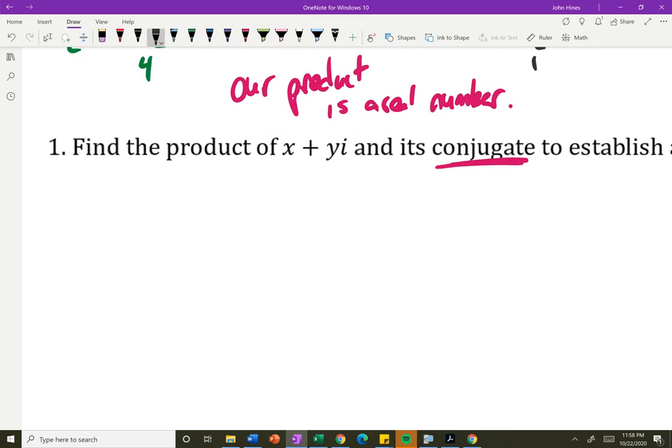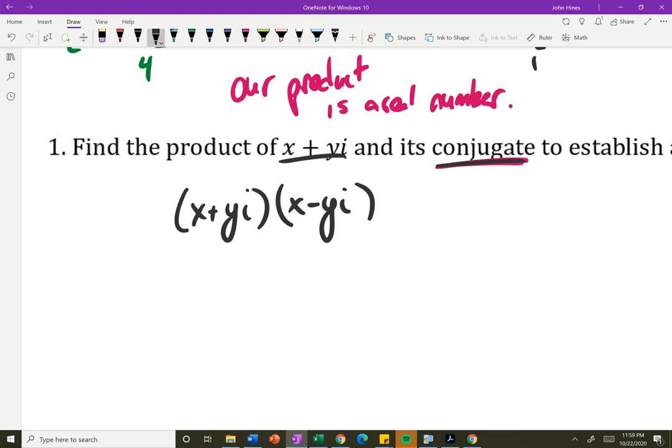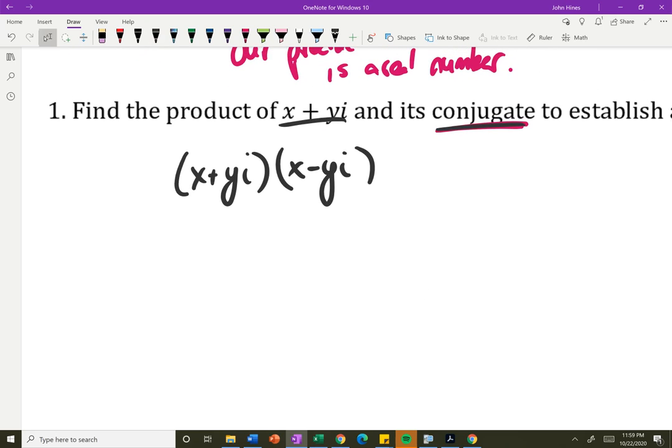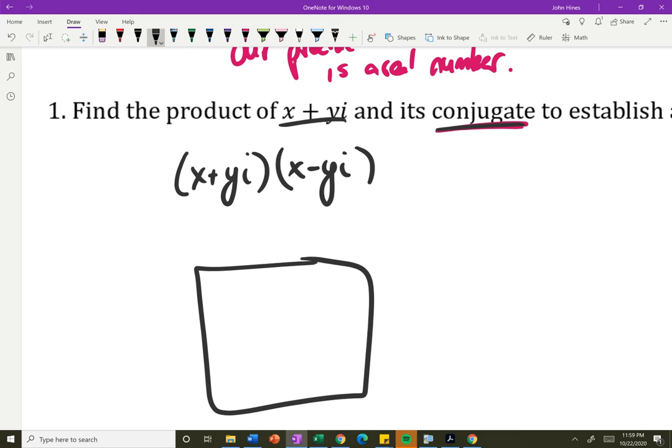So let's find the product of x plus yi and its conjugate. So the conjugate, all conjugate means is change the middle sign, x minus yi. And this should look familiar to us, and we're going to talk about what it is in a second. This should look familiar, x plus something, x minus something. Think about where we've seen that before while we find this product here.